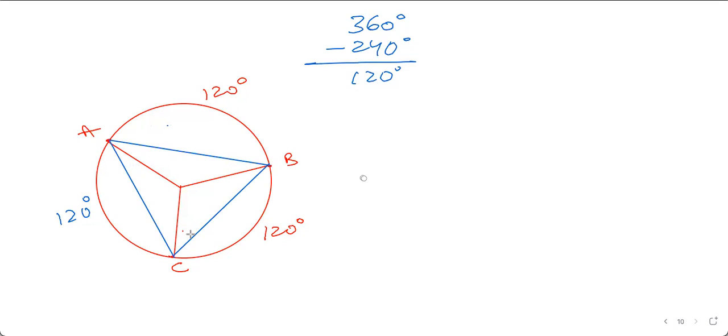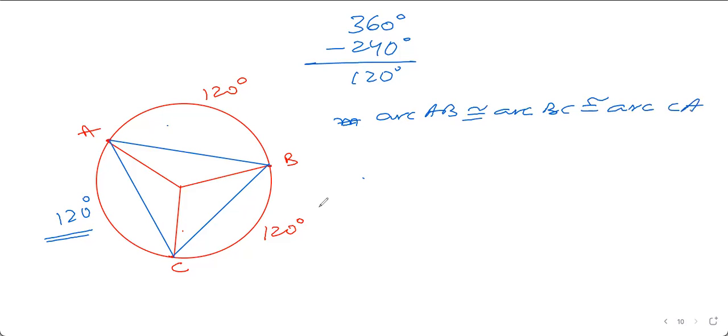The question is what kind of triangle it is. The arcs are congruent. That means the corresponding chords are congruent. The moment we found that arc AC is also 120 degrees, we realized arc AB is congruent to arc BC is congruent to arc CA.